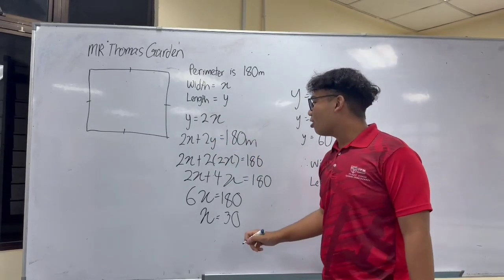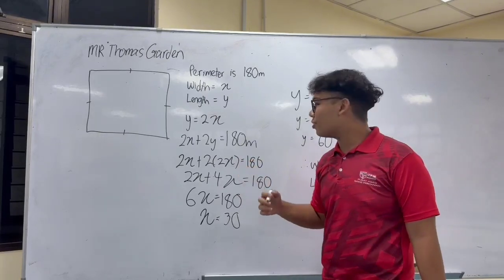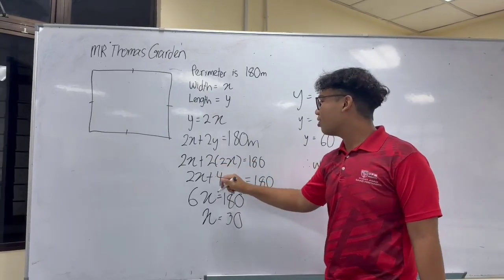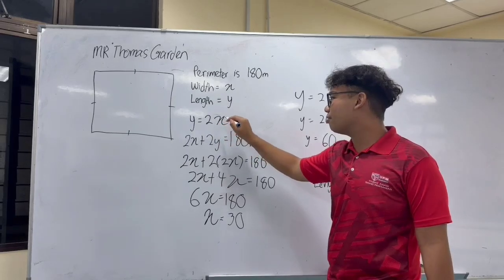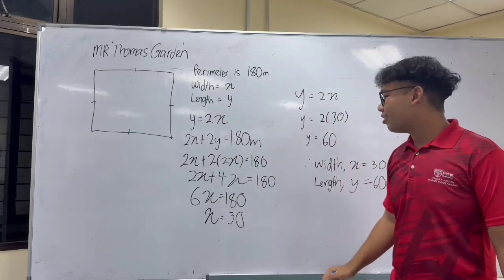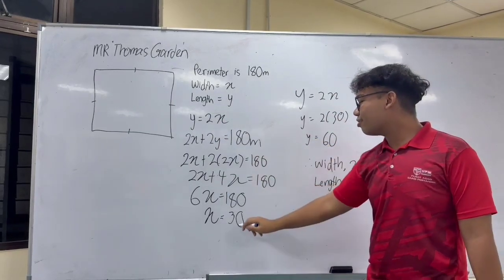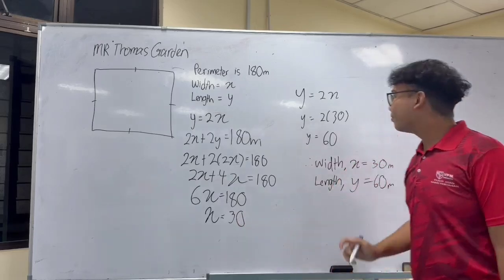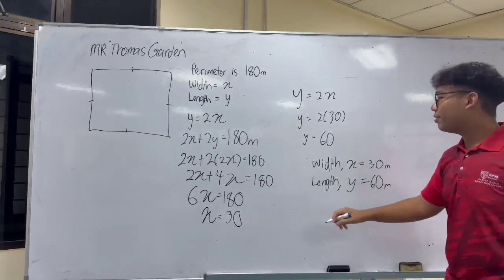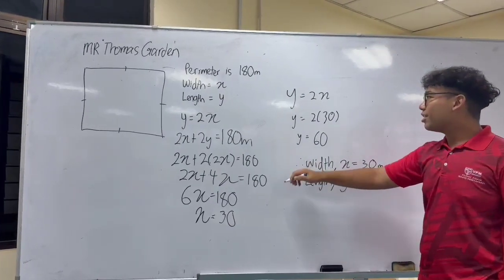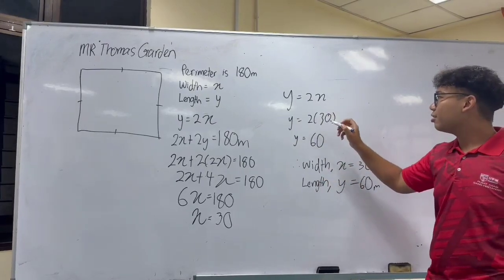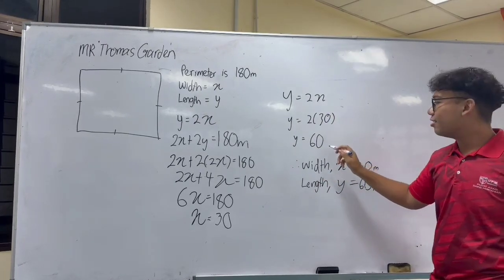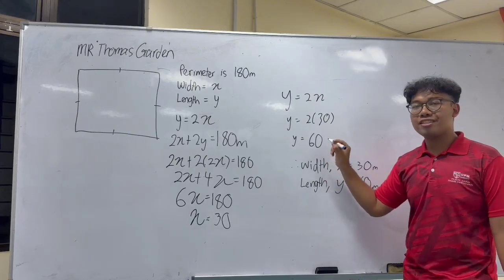So we can substitute y into the perimeter equation. Y we can replace with 2x. Then we do the calculation and get x equals 30. Then we just substitute into the other equation. So y equals 2 times 30. Then we get y equals 60.